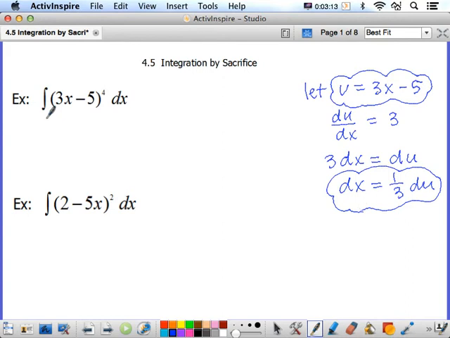and we're going to make those substitutions. So instead of (3x minus 5) to the fourth, we have u to the fourth. And instead of dx, we have 1/3 du. So I want to get rid of all my x's. I want them to become u's. So I replace this piece with u and this piece with 1/3 du.